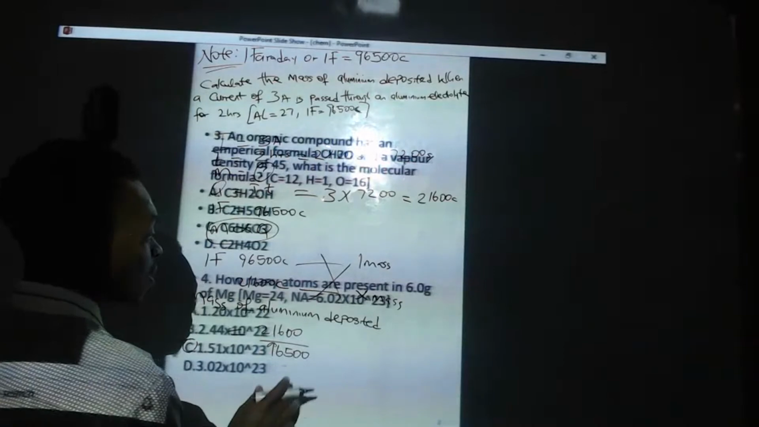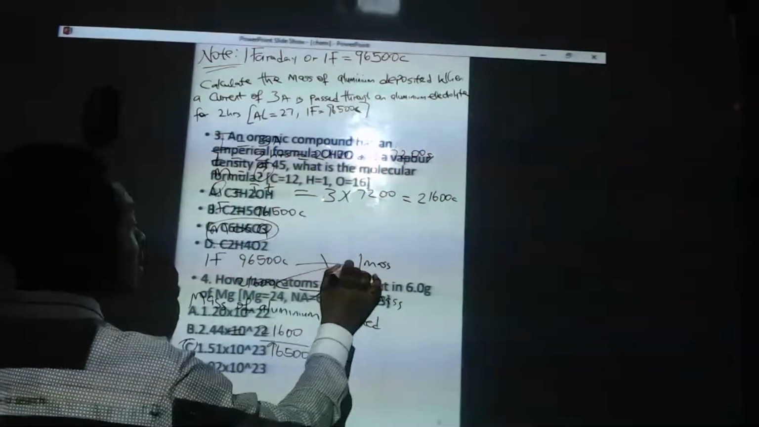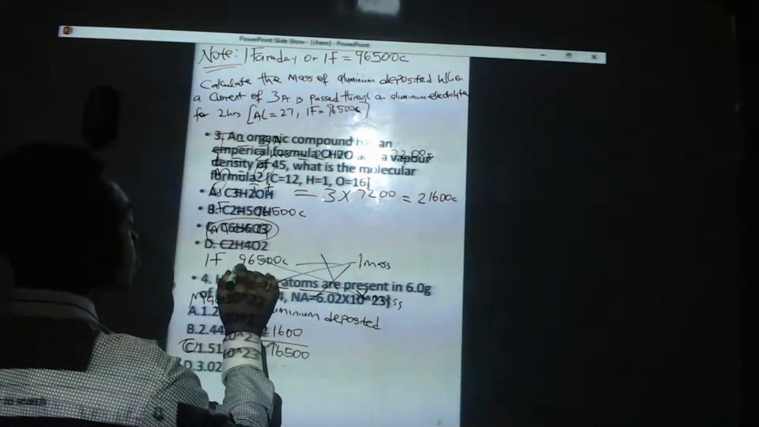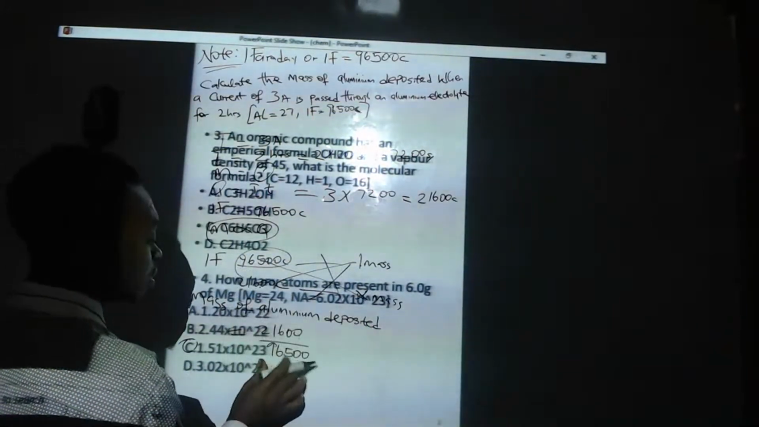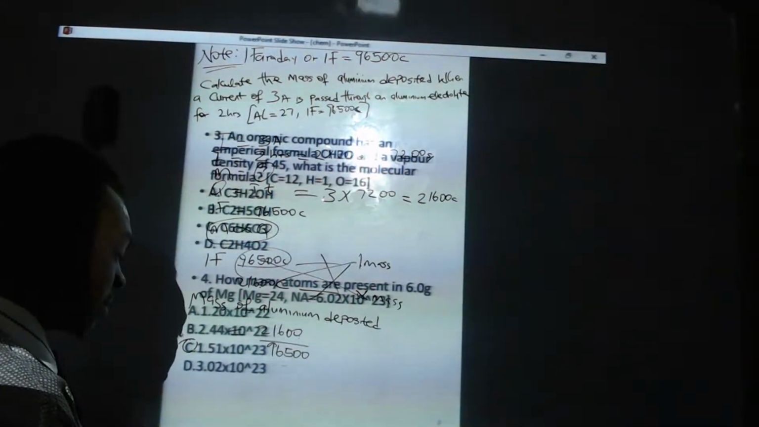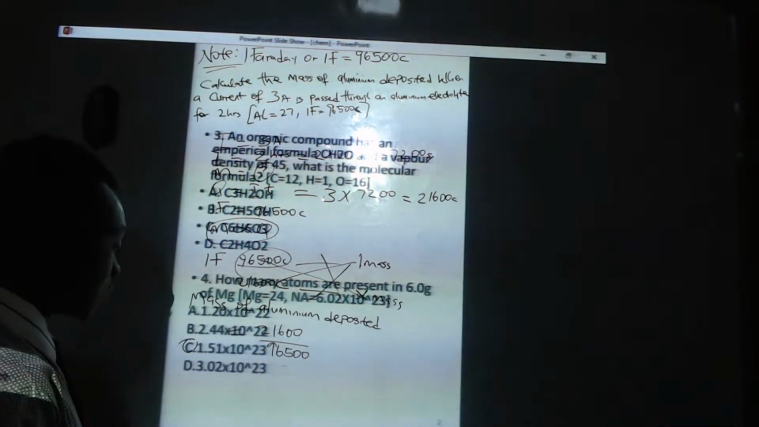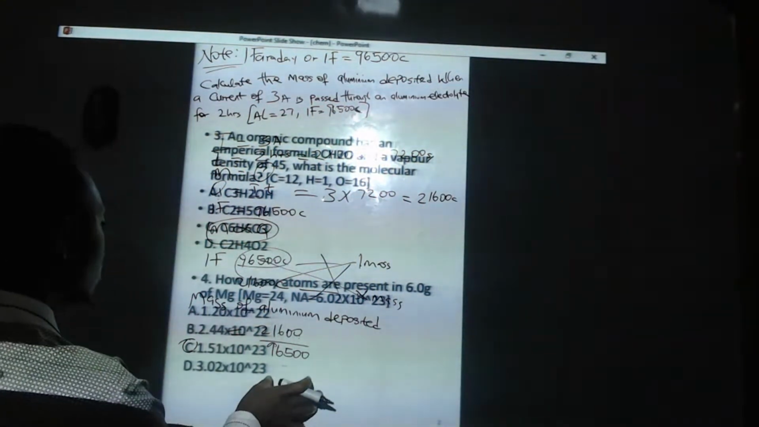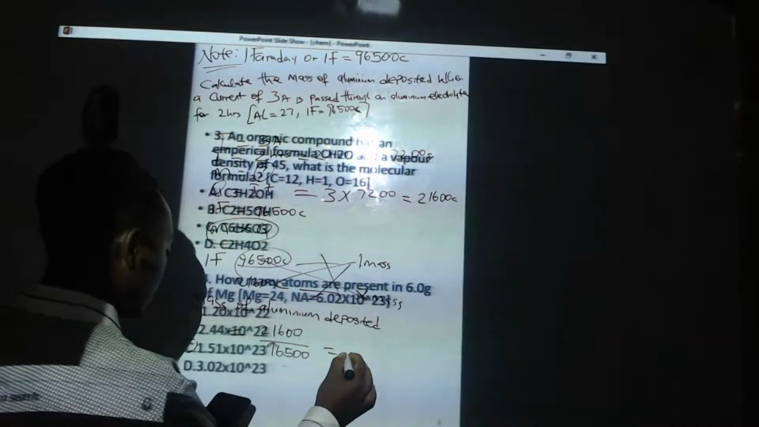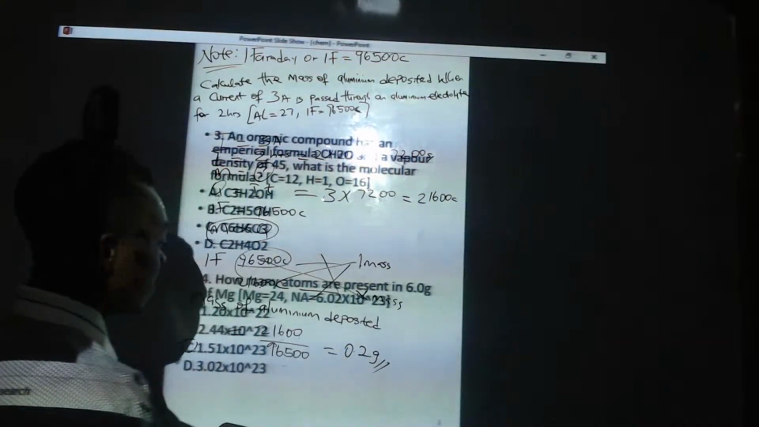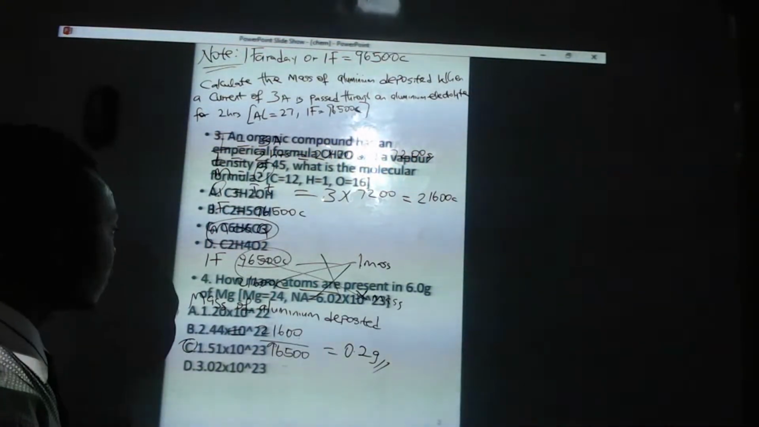96500. Why? Because you multiply this by 1, which will still give you this. Multiplying this by x, you are dividing both sides by x, so you have to divide this by this. So this is 21600 over 96500. Dividing 21,600 by 96,500, your mass here will be equal to 0.2 grams. Very easy.